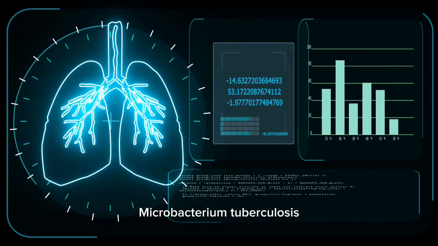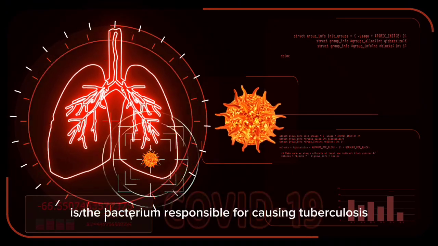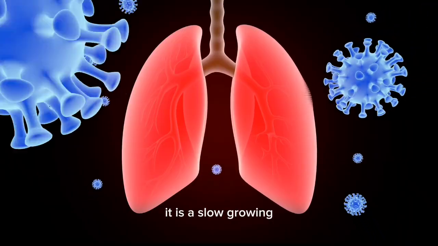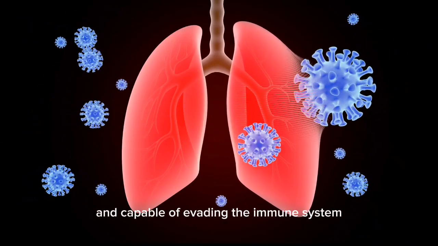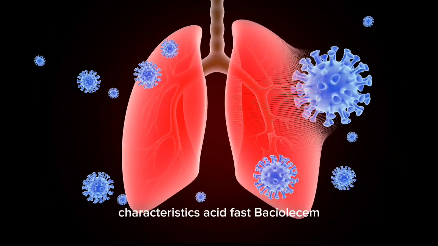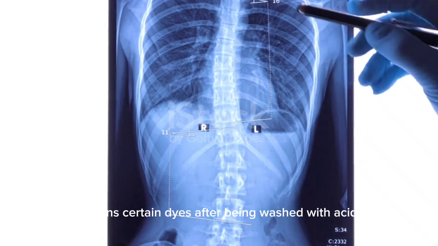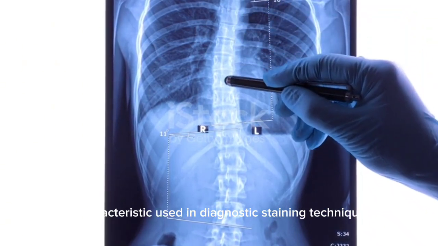5. Mycobacterium tuberculosis. Mycobacterium tuberculosis is the bacterium responsible for causing tuberculosis. It is a slow-growing, acid-fast bacillus that is highly adaptable and capable of evading the immune system. Characteristics. Acid-fast bacillus. M. tuberculosis retains certain dyes after being washed with acid, a characteristic used in diagnostic staining techniques.